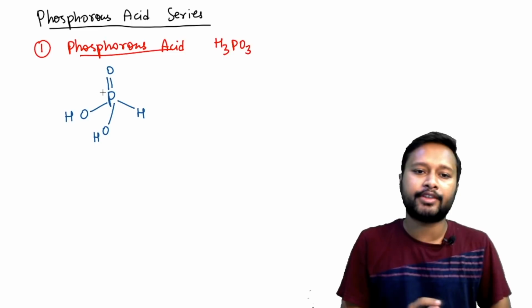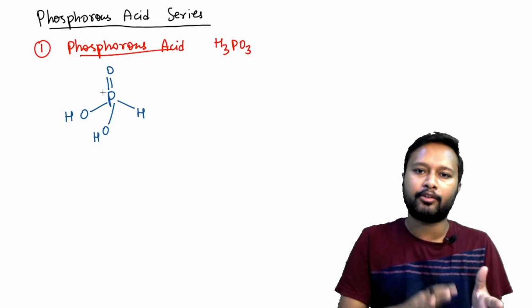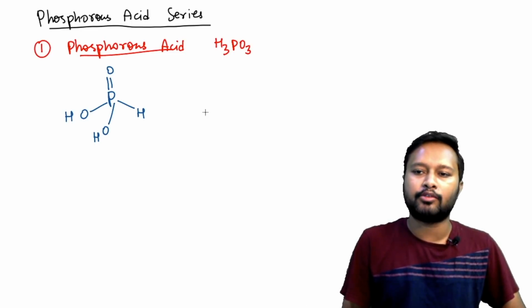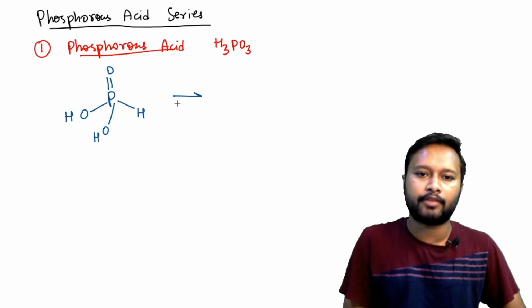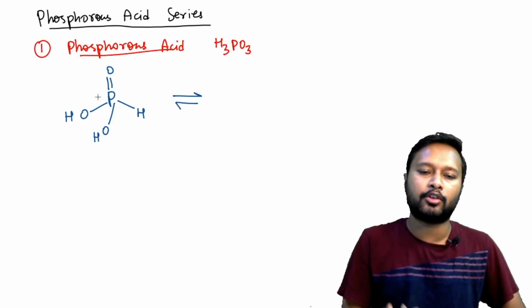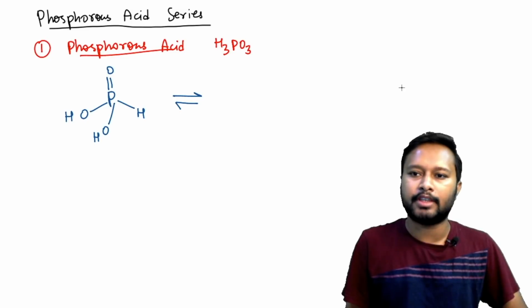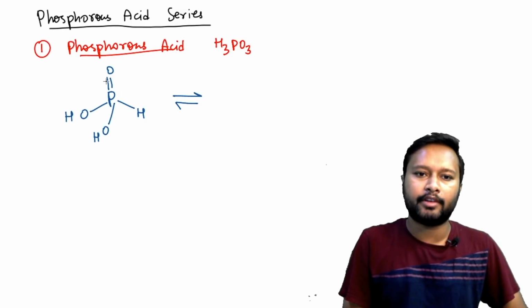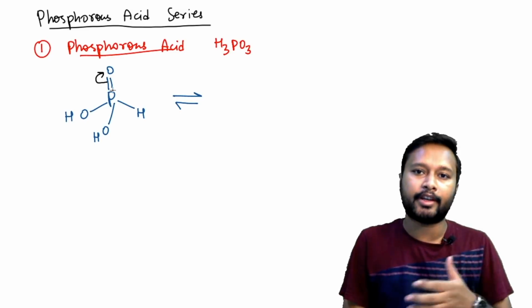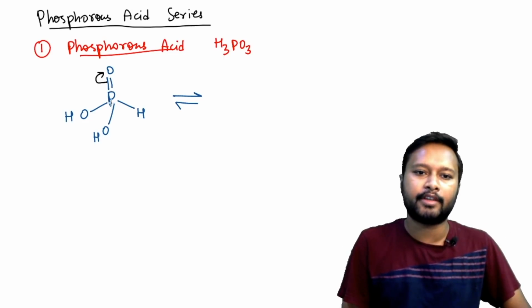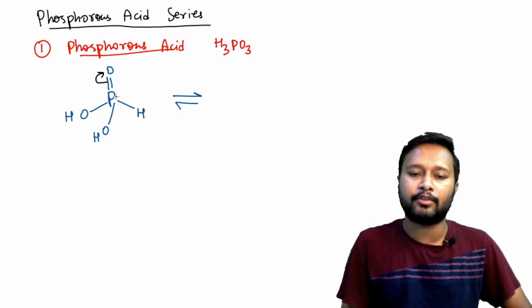Now, the oxidation state of this is not going to be found from a structure like this. You have to draw the tautomer structure of this. So this molecule shows tautomerization. How does it show? See, oxygen being more electronegative attracts the pi electrons towards itself, creating a negative charge on this oxygen and a positive charge on this phosphorus.